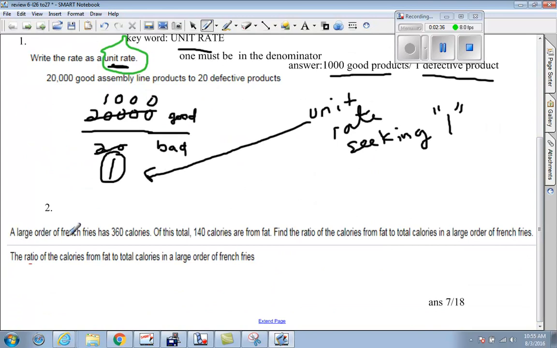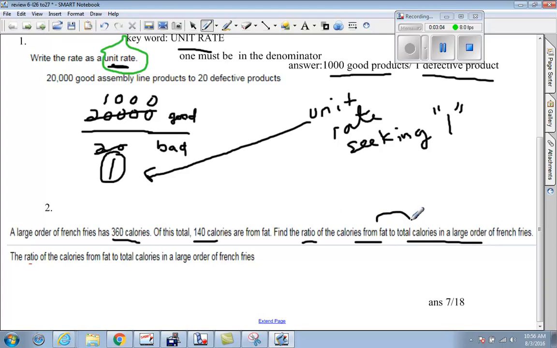A large order of French fries has 360 calories. Wouldn't it be nice if it was 0 calories? Love McDonald's fries, side note, but a large order of fries has 360 calories. Of this total, 140 calories are from fat. Find the ratio, keyword ratio, of calories from fat to calories in your large order of fries.